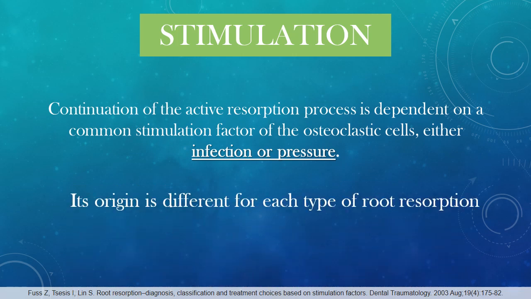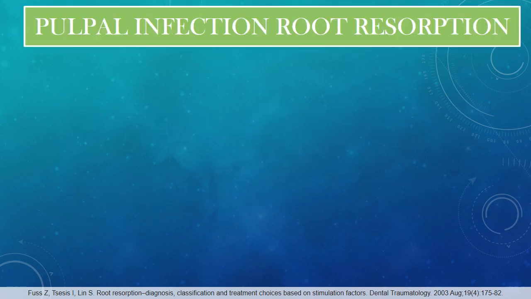Stimulation. Continuation of the active resorption process is dependent on a common stimulation factor of the osteoclastic cells, either infection or pressure. Its origin is different for each type of root resorption. Therefore, the various types of root resorption should be identified according to the stimulation factors. When these stimulating factors are identified, it will be possible to reverse the process by removing the etiological factor. So, various types of root resorptions can be classified according to the stimulation factors.